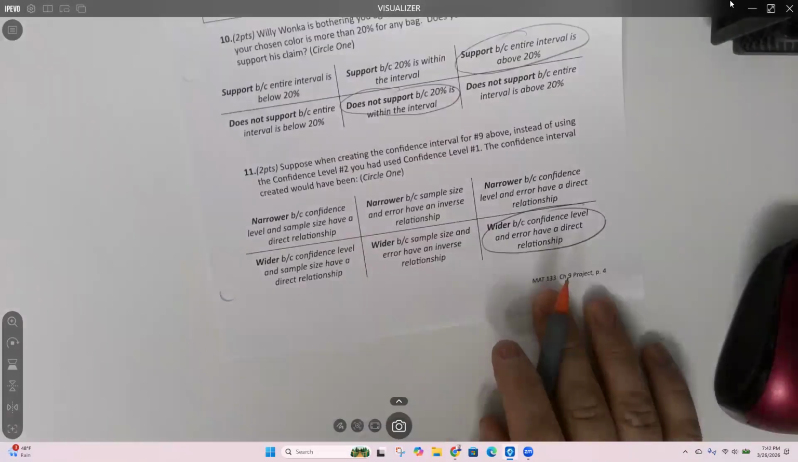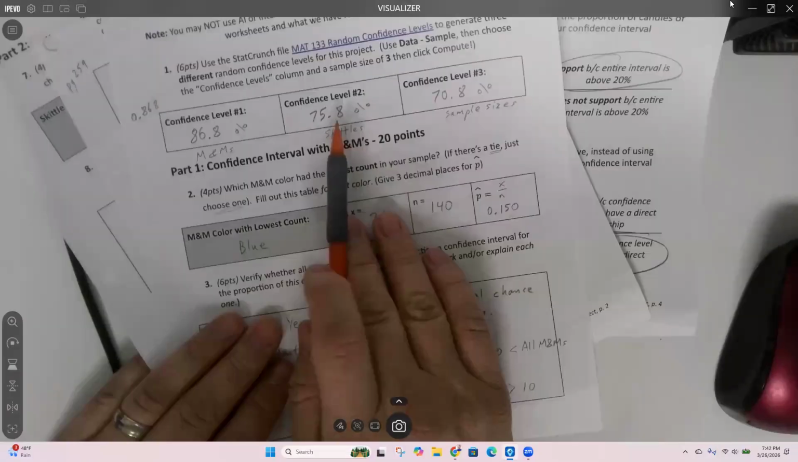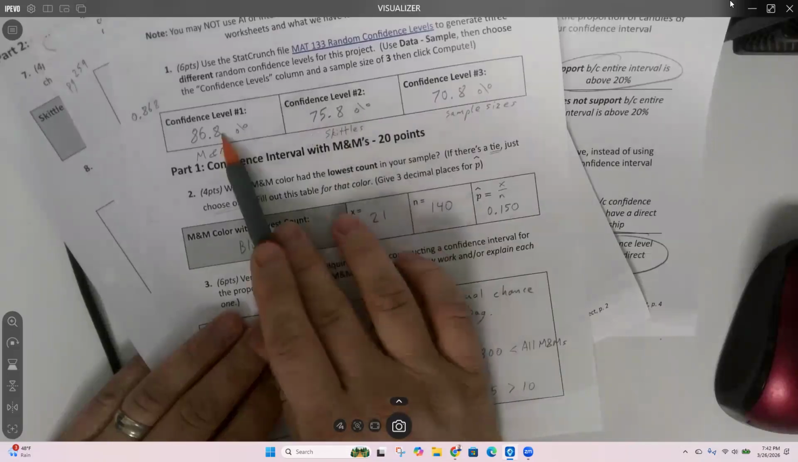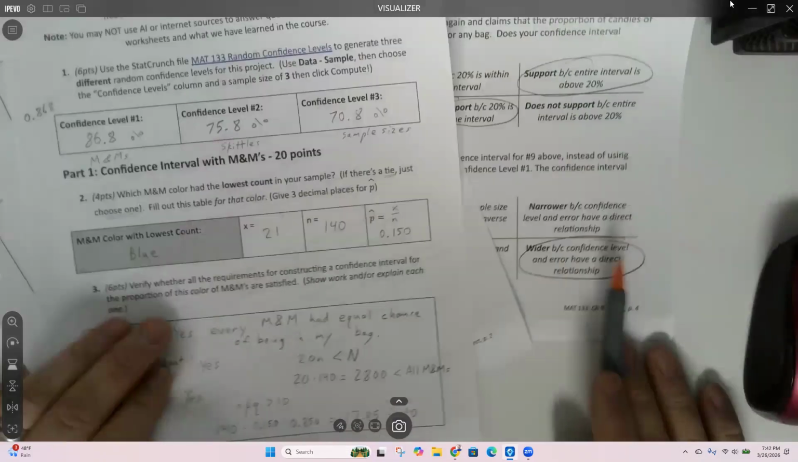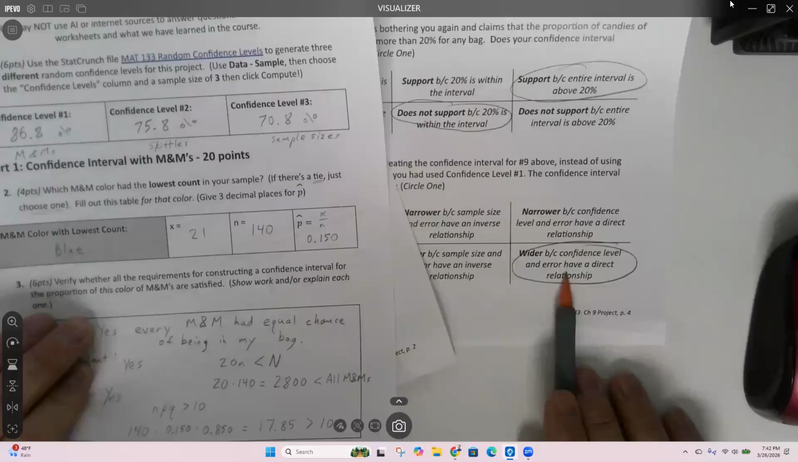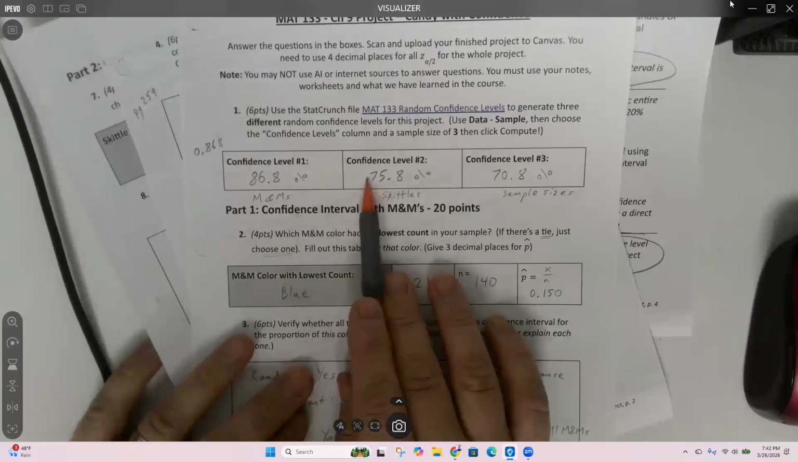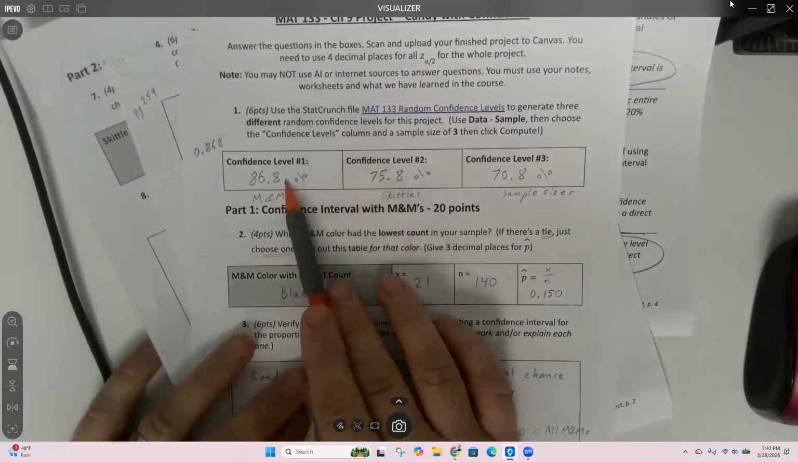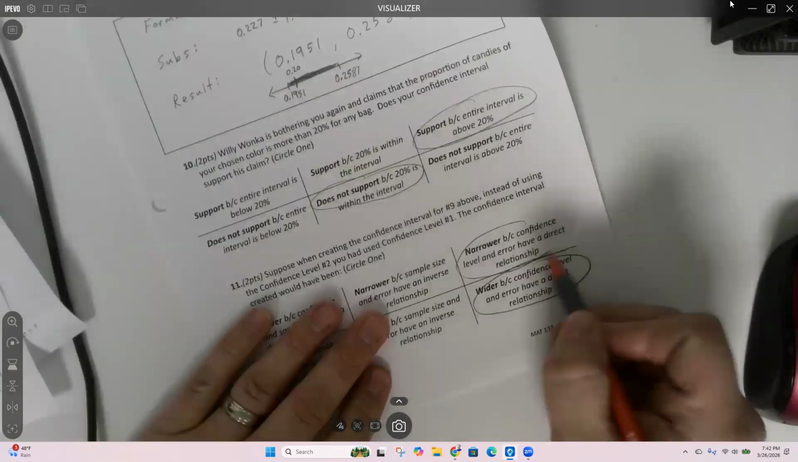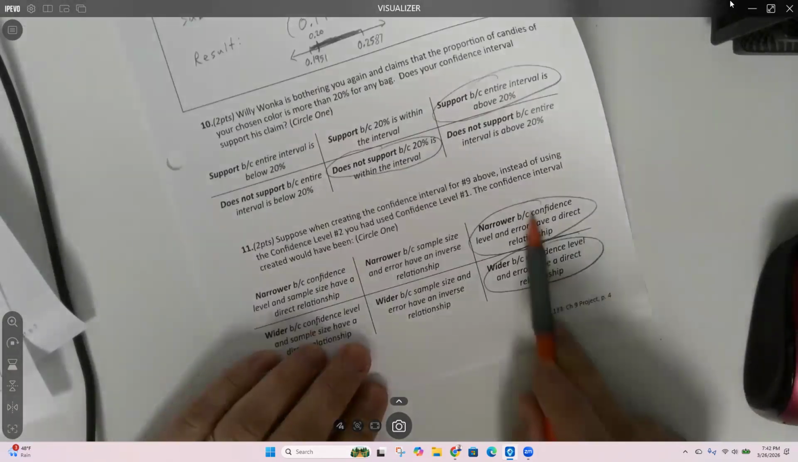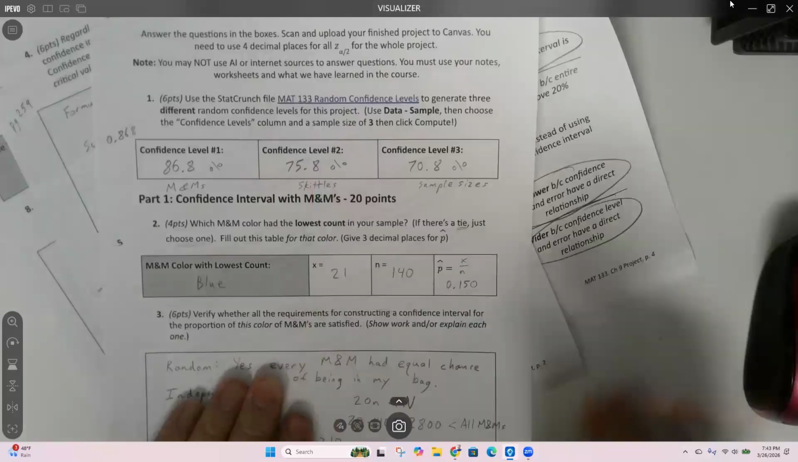Okay, so basically you're going to look at these and say, all right, if this one is small and number one was big, then you would have had a wider confidence interval using that bigger number. If it's the other way around, if number one is small and number two is large, then you would have had a narrower confidence interval. So your answer is going to be one of these, depending on whether number two is bigger or number one is bigger. Okay.